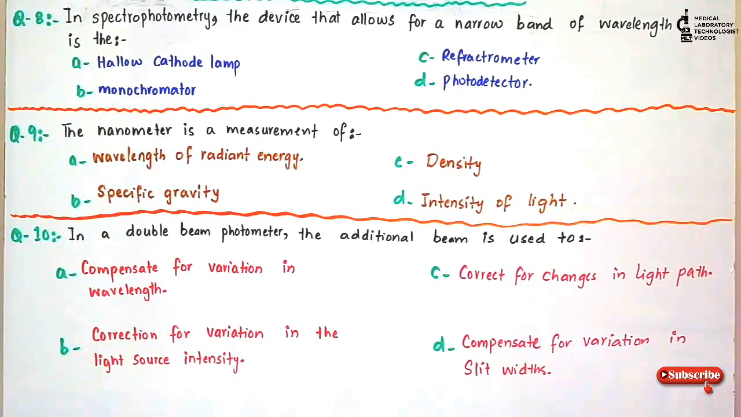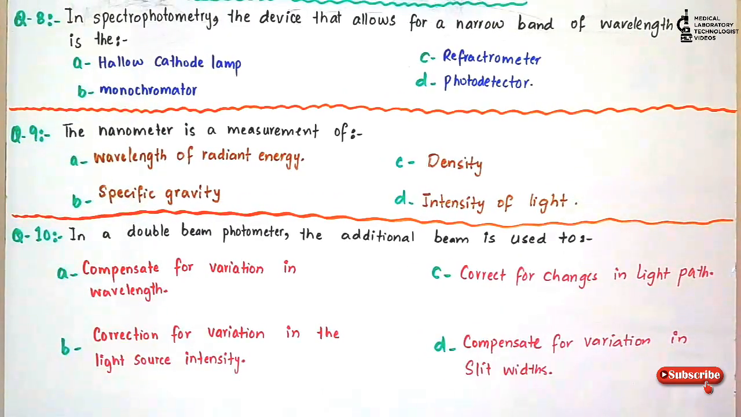Question number 8. In spectrophotometry, the device that allows for a narrow band of wavelength is: option A, hollow cathode lamp; option B, monochromator; option C, refractometer; option D, photodetector. And the answer for this question is monochromator. Monochromator is a device that allows for a narrow band of wavelength in a spectrophotometer.